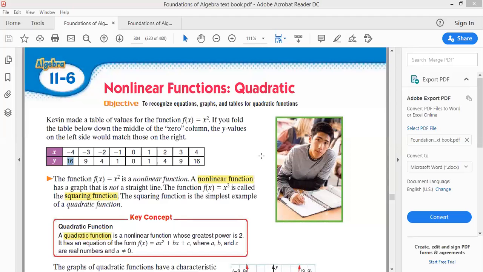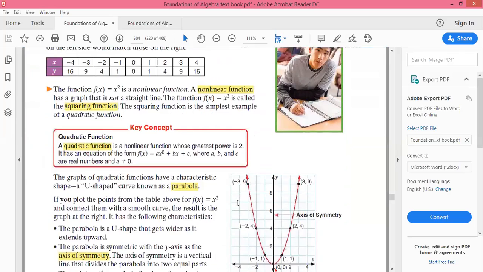Good morning. Listen to me. Today our lesson is 11.6 nonlinear functions, which means quadratic functions. First of all, you must know what nonlinear functions mean. There are two types of functions, linear and non-linear. Linear functions are those in which the graph is a straight line.